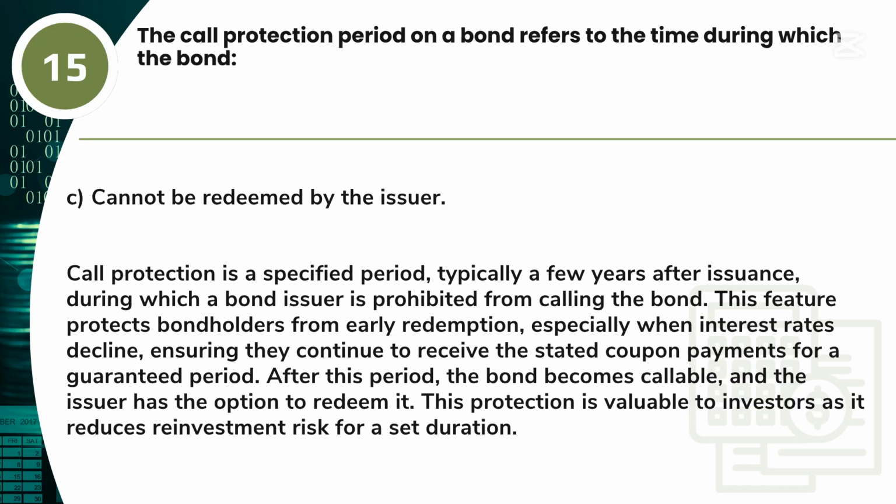Answer: C. Cannot be redeemed by the issuer. Call protection is a specified period, typically a few years after issuance, during which a bond issuer is prohibited from calling the bond. This feature protects bondholders from early redemption, especially when interest rates decline, ensuring they continue to receive the stated coupon payments for a guaranteed period. After this period, the bond becomes callable, and the issuer has the option to redeem it. This protection is valuable to investors as it reduces reinvestment risk for a set duration.